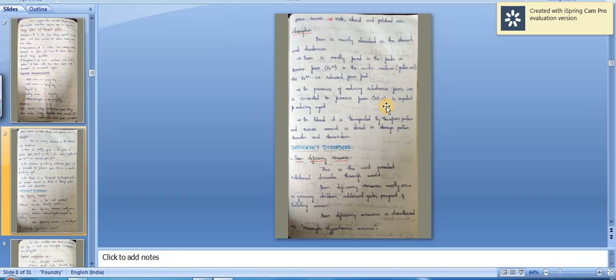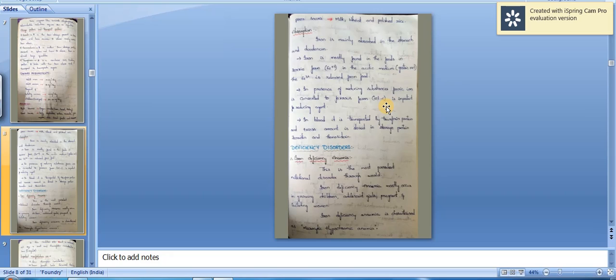It is an important reducing agent. In blood it is transported by transferrin protein, and excess amount is stored in the storage proteins, ferritin and hemosiderin.